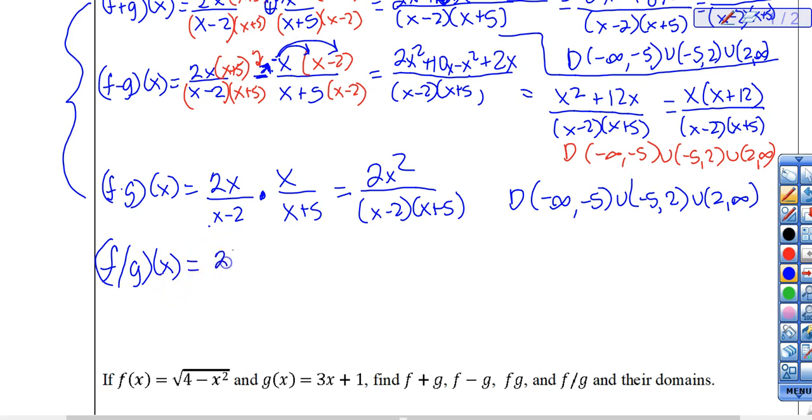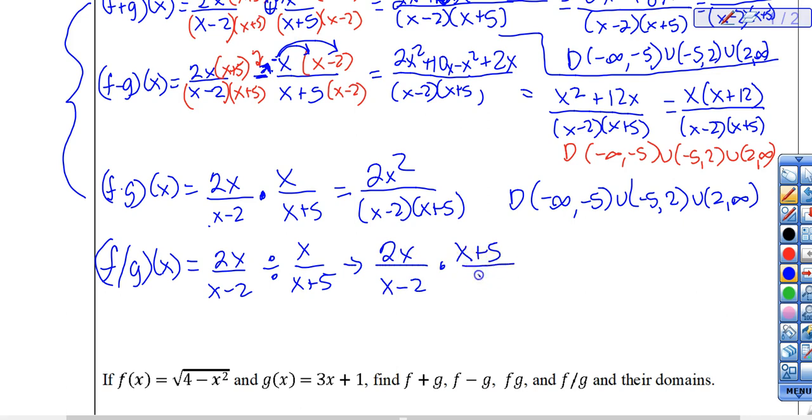So we're going to do 2x over x minus 2 divided by x over x plus 5. Because otherwise you write it as a fraction, you know you got a complex fraction, and those are never fun. So we keep, change, flip, right? So 2x over x minus 2 times x plus 5 over x. Alert, alert, alert. Alert. New domain restriction. Look at that.